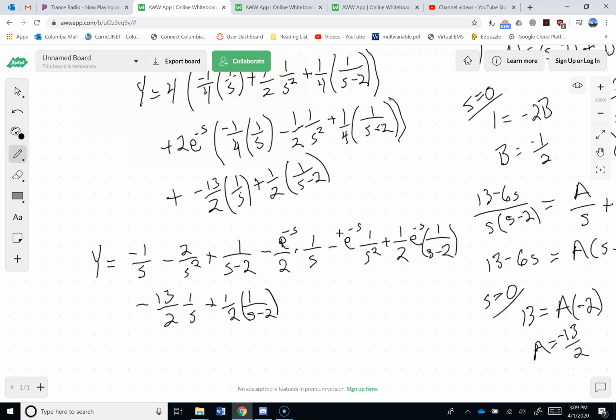Okay, then some of this stuff is like terms. So let's see, 1 over s's and 1 over s's. I think that can combine to a grand total of minus 15 halves 1 over s. And the 1 over s minus 2's combine to a total of 3 halves 1 over s minus 2's. And then everything else is just kind of off on its own, right?